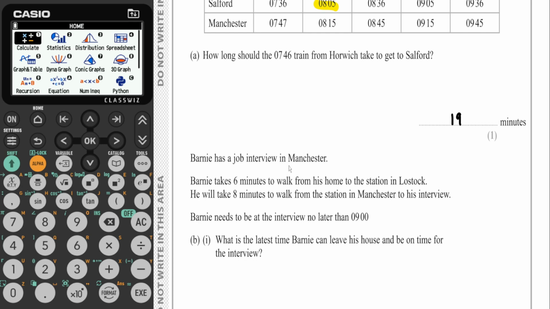Barney has a job interview in Manchester. Barney takes 6 minutes to walk from his home to the station in Lostock. He will take 8 minutes to walk from the station in Manchester to his interview. Barney needs to be at the interview no later than 9 o'clock. For the first part of part B, what is the latest time Barney can leave his house and be on time for the interview?